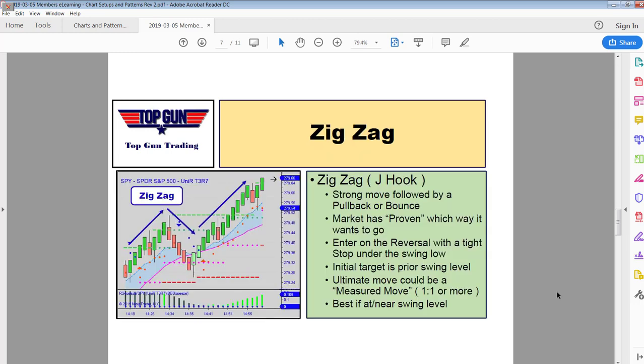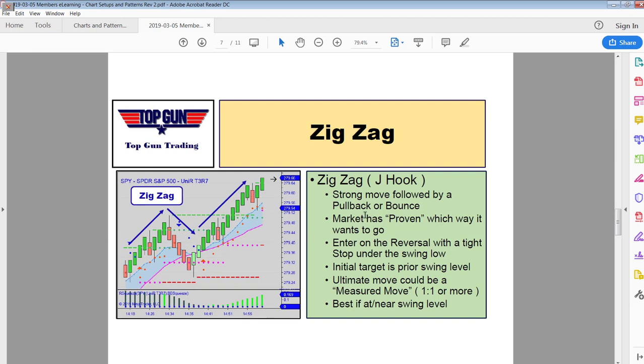Let's go into the patterns that I like. And I've got my own name. Some people call this a J-hook, but I think it's more descriptive to call it a zigzag pattern. What it does is a move up, it does a pull back, and then it does another move up. So it basically zigs and zags.